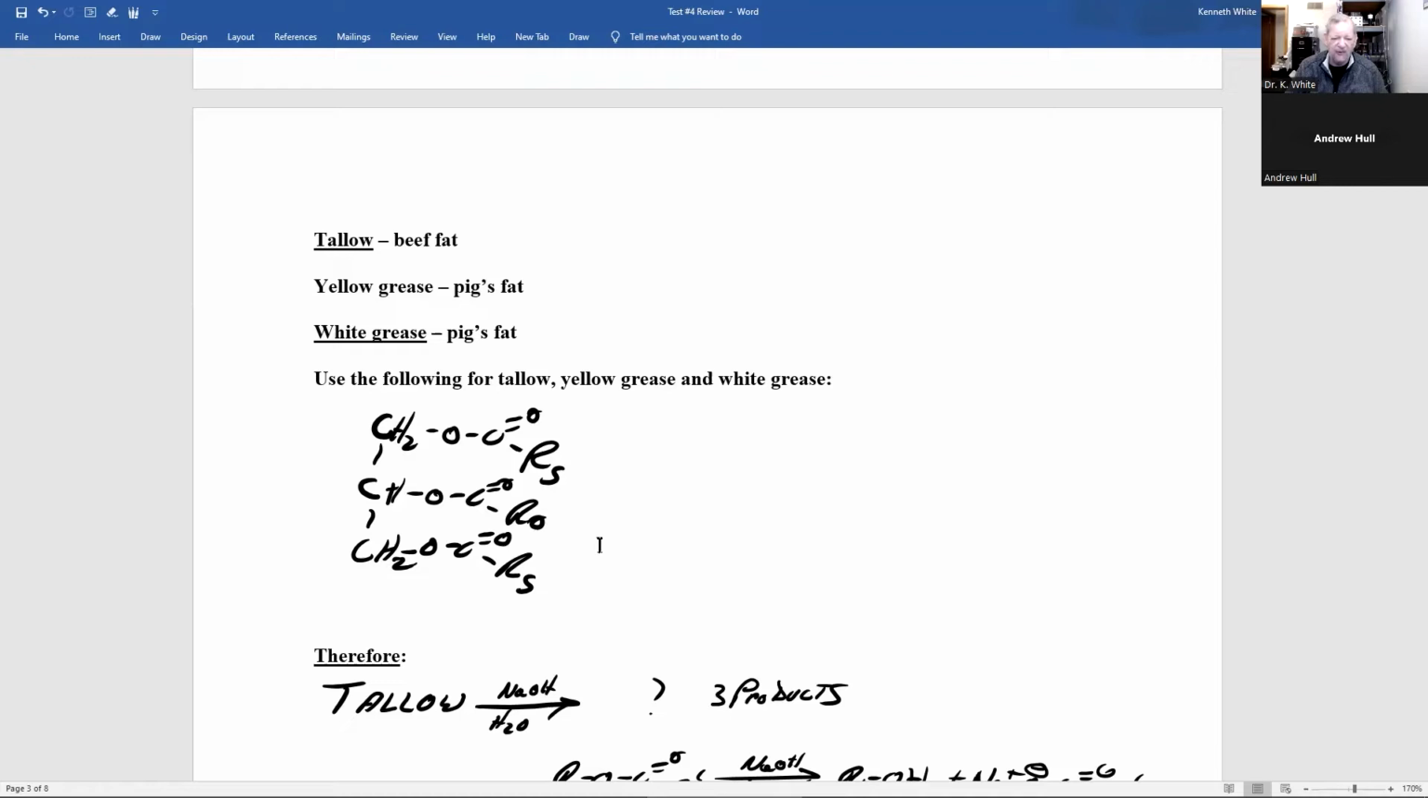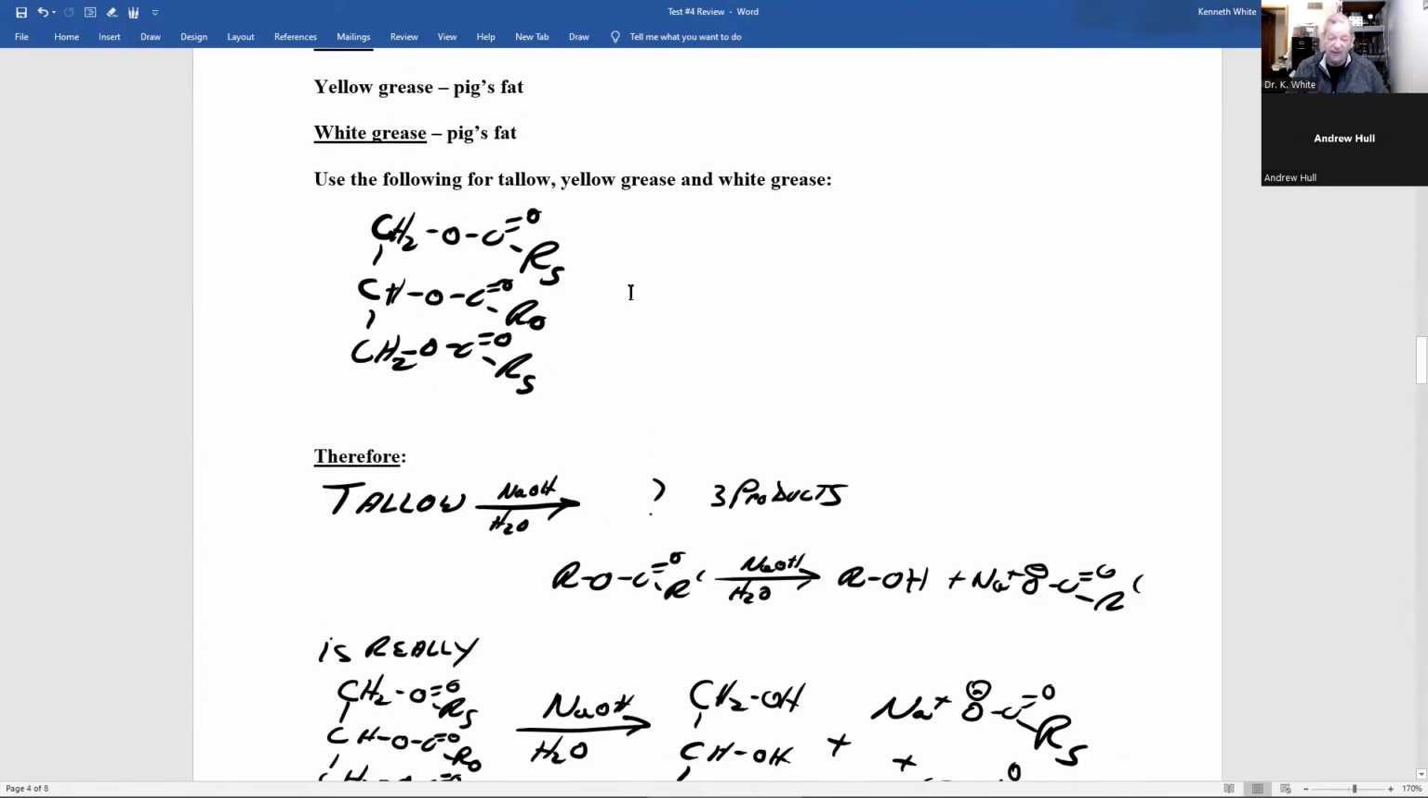The yellow grease and white grease were the cheaper. So if we could get it, we would. Because if you're buying 150 million pounds and you can save 2 cents a pound, that's a lot of money. And it is, and it was.